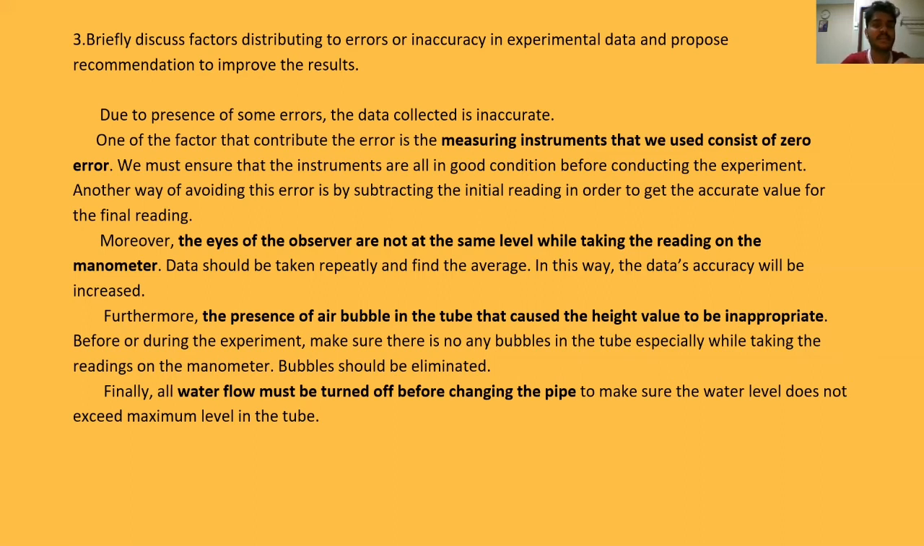Another way of avoiding this error is by subtracting the initial reading in order to get the accurate value for the final reading. Moreover, the eye of the observer is not at the same level while taking the reading on the manometer. Data should be taken repeatedly and the average found. In this way, the data's accuracy will be increased.